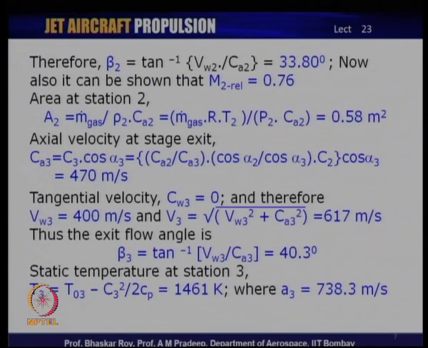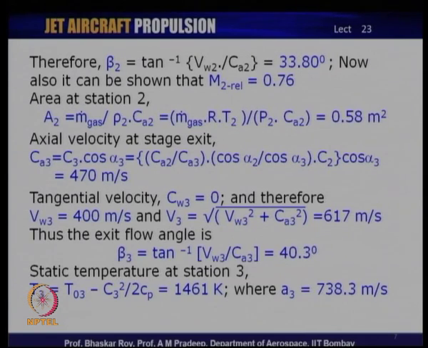Through the rotor, we can now find the area at station 2, which is at the entry to the rotor, and that is again found by using the continuity condition. The continuity condition tells us that the value of A 2 can be written down in terms of the various flow parameters there, and it comes out to be of the order of 0.58 meters square. Now, the actual velocity at the exit of the stage can be found simply by using the velocity triangle that we were looking at, and this comes out to be 470 meters per second.